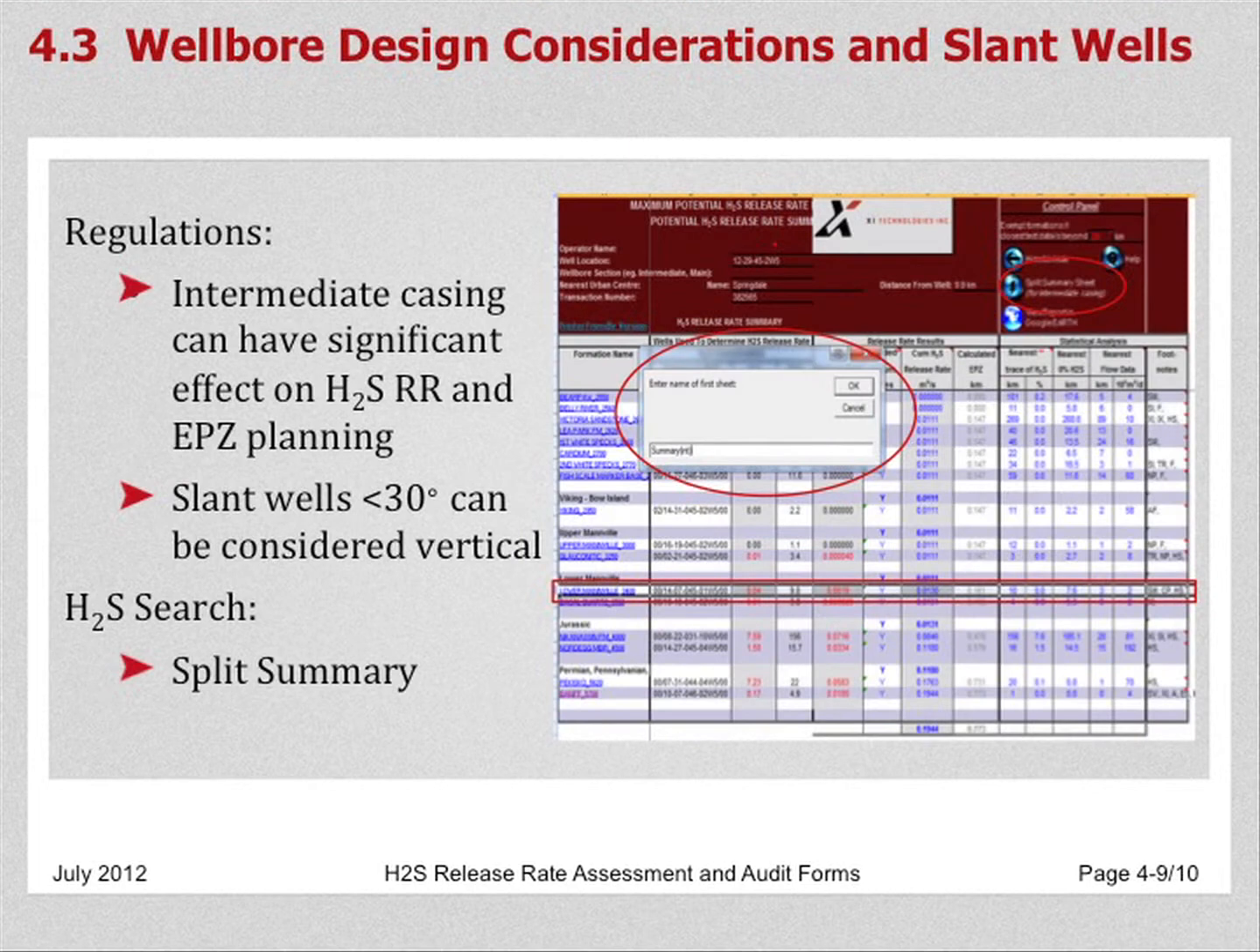I've already touched on this, but the wellbore design consideration in slant wells, I've already spoken to the fact that if you are going to be setting intermediate casing, that will end up being 2 different release rates. Your submitted drilling release rate then is the higher between those hole sections. Slant wells, less than 30 degrees can be considered vertical.